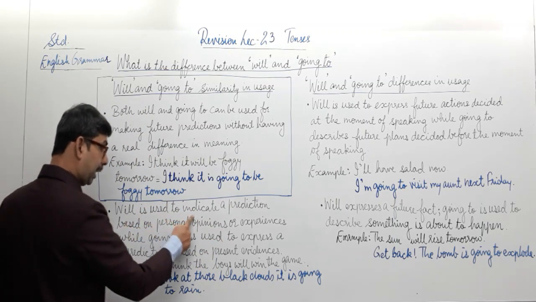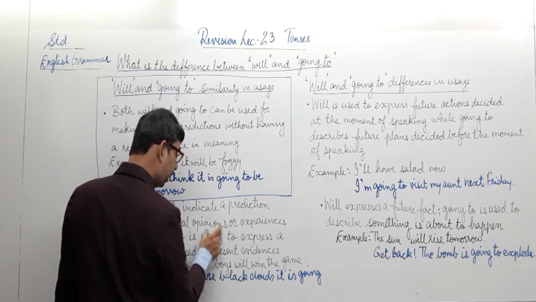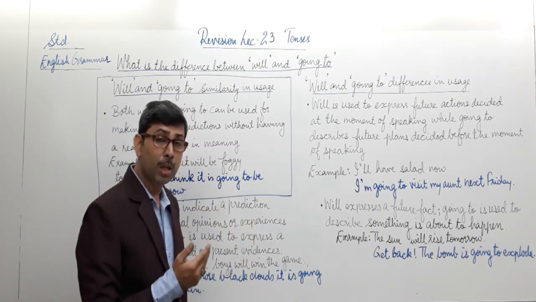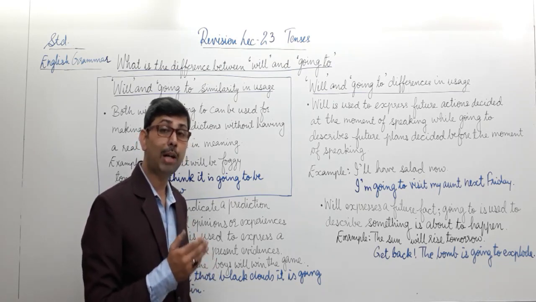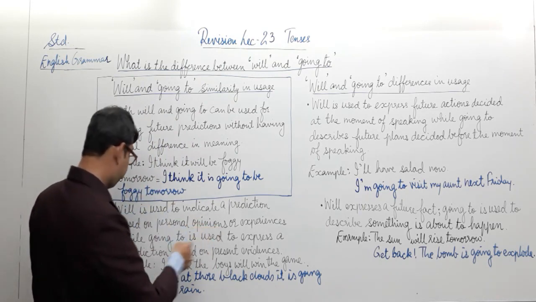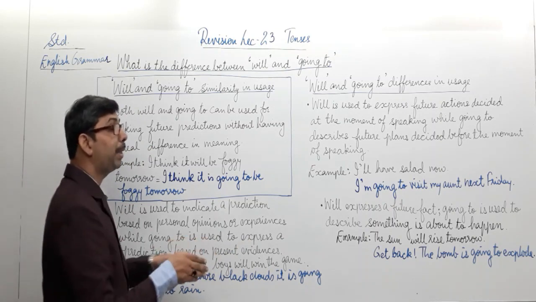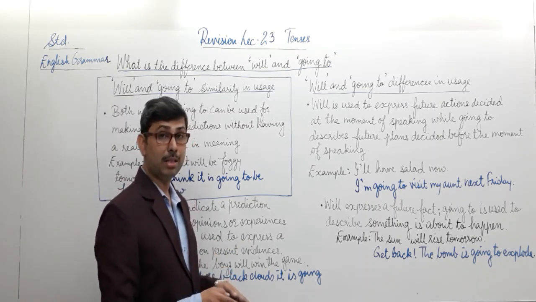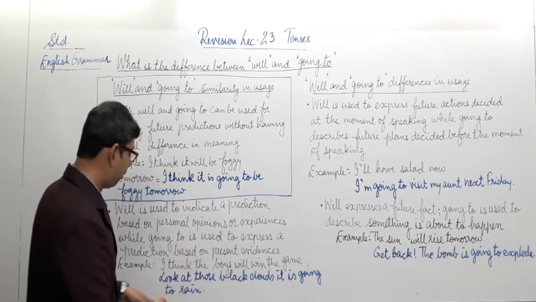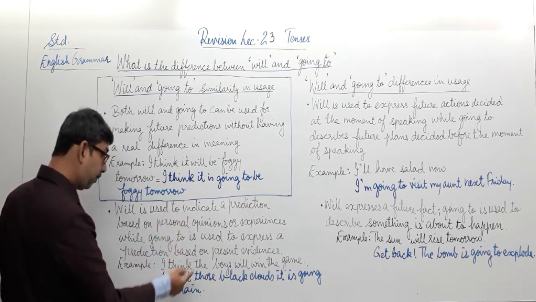Will is used to indicate a prediction based on personal experiences or personal opinions. So when you talk about your personal experiences or your opinions, there you will rightfully be able to use the word will. Whereas in the other case, going to is used to express the prediction based on the present evidences, the current evidences. Well, what is the difference? It will be very clear if you see the example. Two examples. First one for the personal experiences, second one for the evidence.